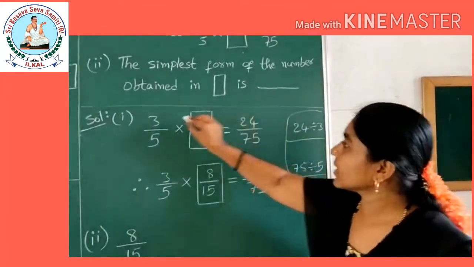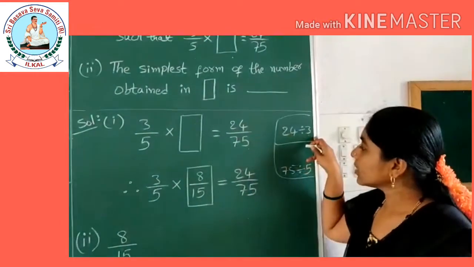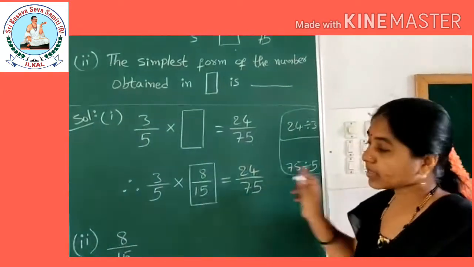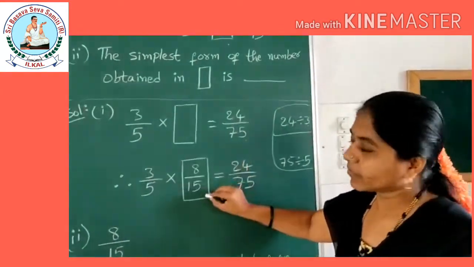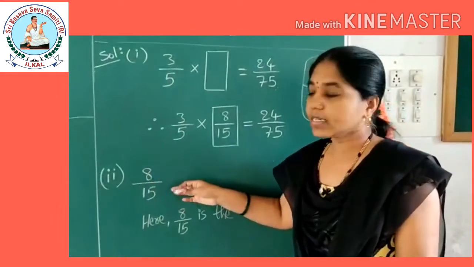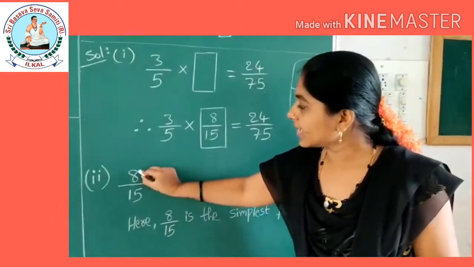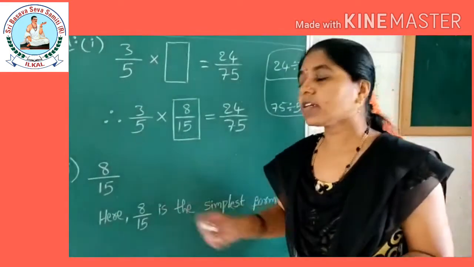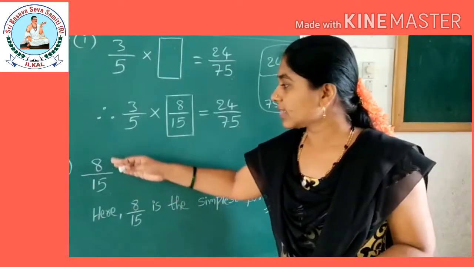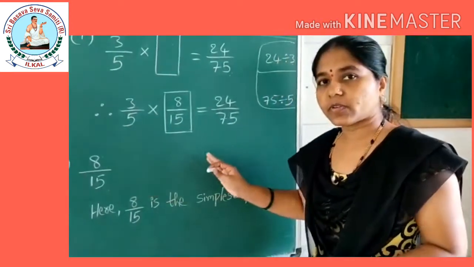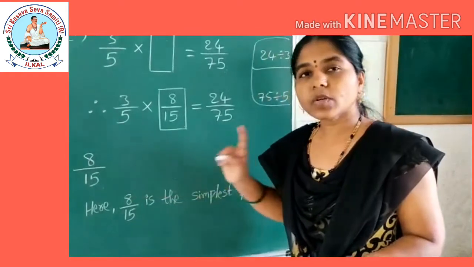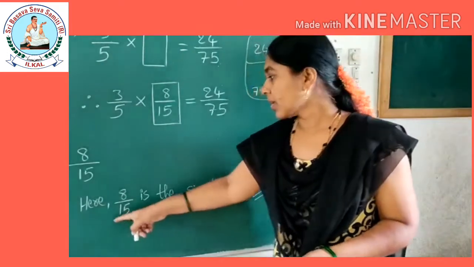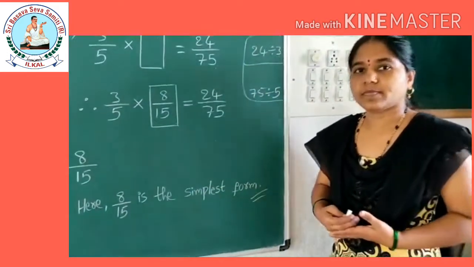24 divided by 3 gives 8, and 75 divided by 5 gives 15. 8 by 15. For this simplified form, children, it is already in simplified form. For 8 and 15, if you consider the factors, only one will be the common factor. Then it is already in simplest form. Here 8 by 15 is in the simplest form.